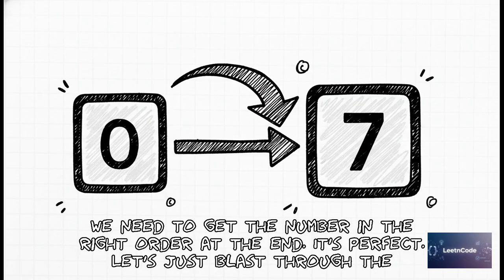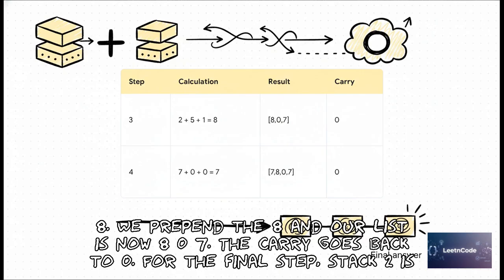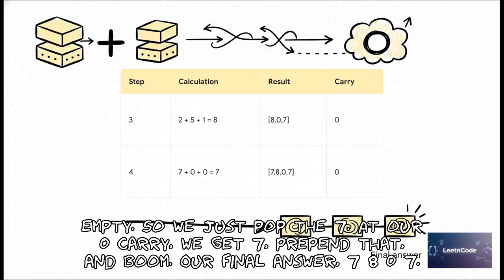It's perfect. Let's just blast through the last two steps. For step 3, we pop 2 and 5. Oh, and don't forget our carry is now 1. So 2 plus 5 plus 1 is 8. We prepend the 8 and our list is now 807. The carry goes back to 0. For the final step, stack 2 is empty, so we just pop the 7. Add our 0 carry, we get 7, prepend that, and boom, our final answer, 7807.